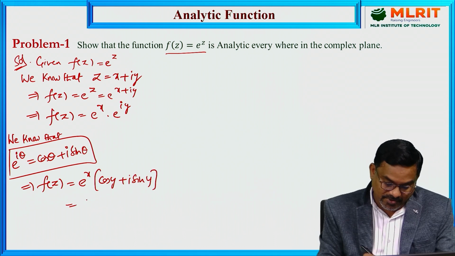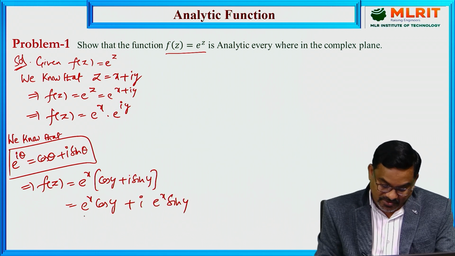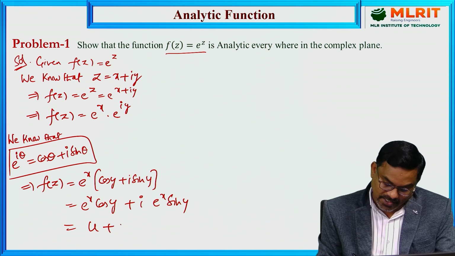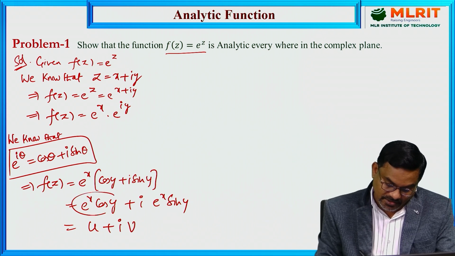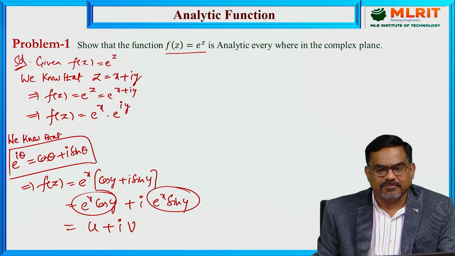Now let us simplify this again. e power x into cos y plus i into e power x into sin y, which is in the form of u plus i into v. This is u and this is v, the real and imaginary parts of f of z.